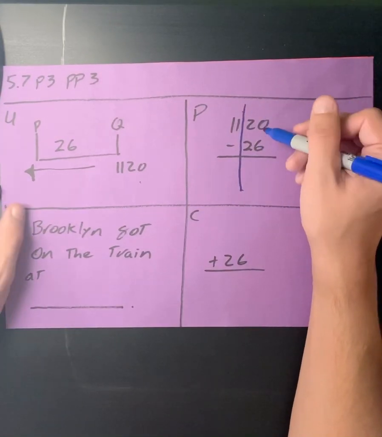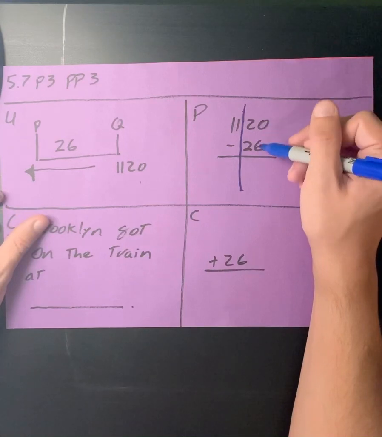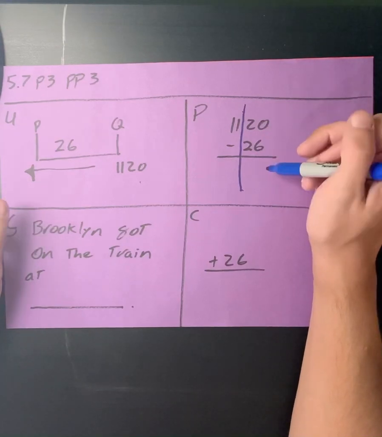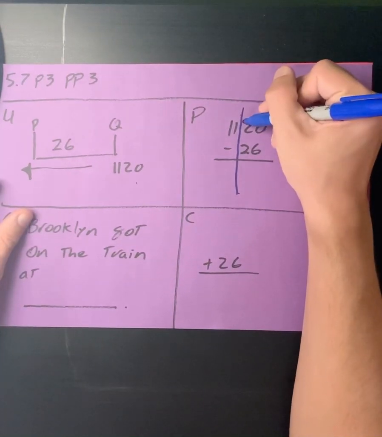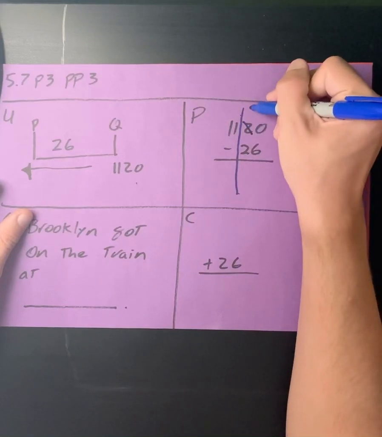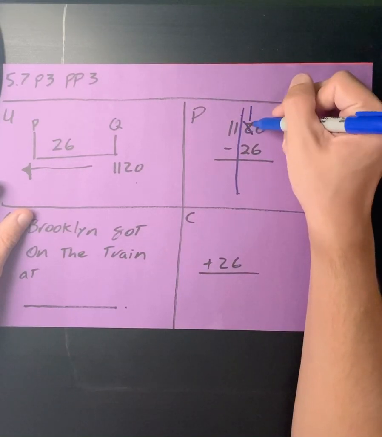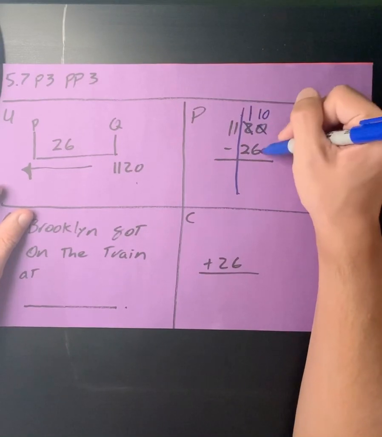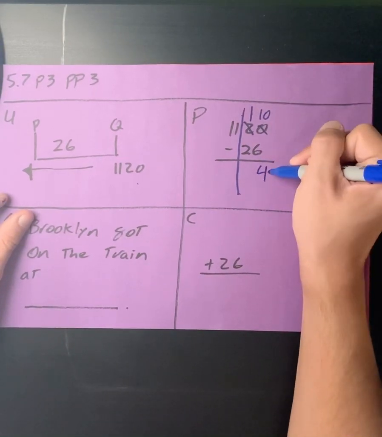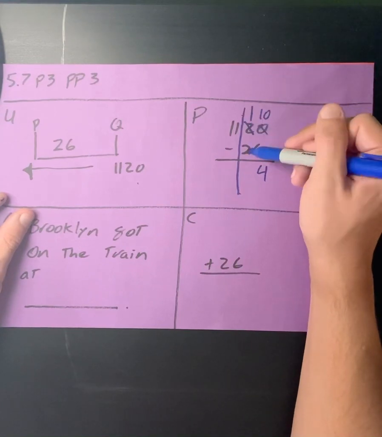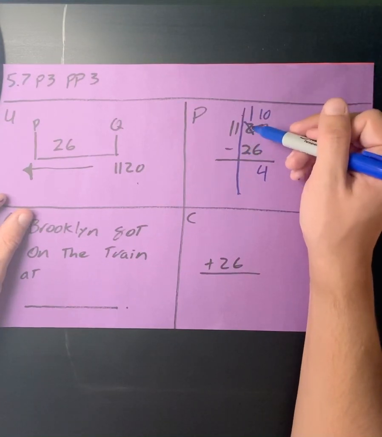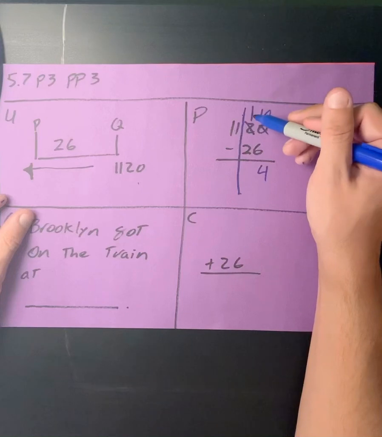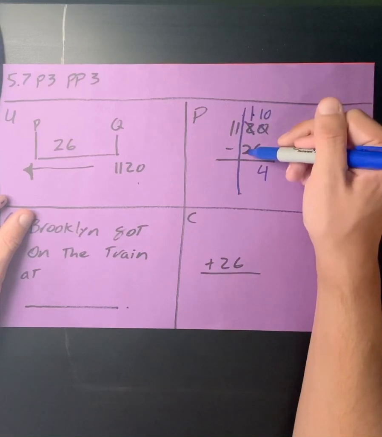Okay, I start with my lowest place value, 0 minus 6. Well, I can't subtract 6 away from 0, so I regroup from my closest place value. My 20 becomes a 10 and 10 ones. 10 minus 6 is 4. Now I'm in my tens place for my minutes. I have 10 minutes minus 20 minutes.